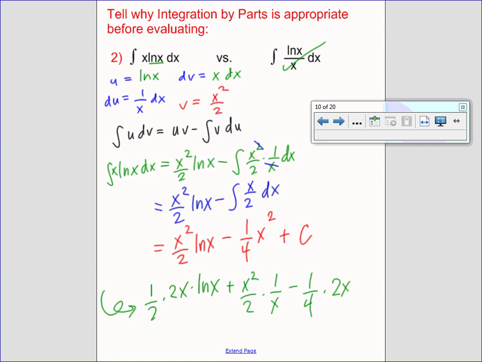So let's go ahead and see. Ready? 1/2 and 2, x ln x. x squared over x is just x. 1/4 times 2 is 1/2, and x over 2 minus x over 2 is just 0, so I'm left with my original x ln x.